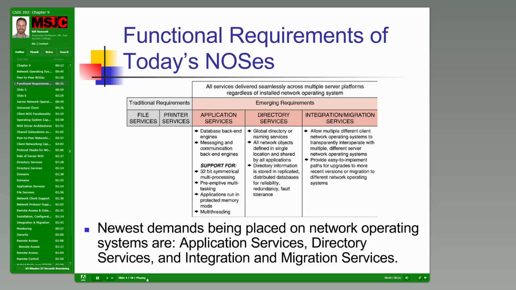In this slide, you can see a table that has the functional requirements of today's network operating systems, where in the past, traditionally, the only requirements really were file services and printer services. Now we have application services, directory services, and integration migration services that are being required of the network operating systems. And we'll discuss each one of those in detail later on in this chapter.